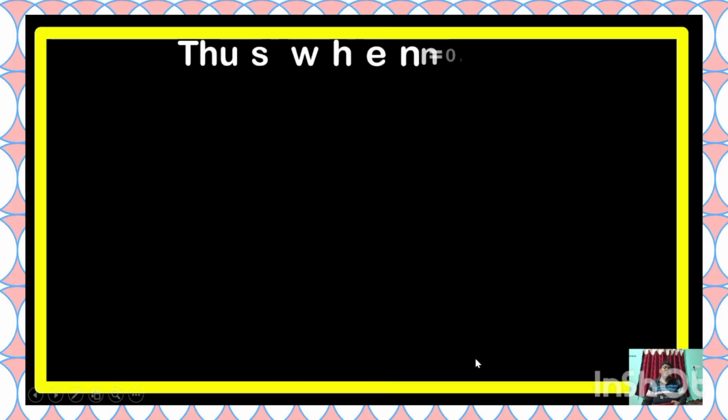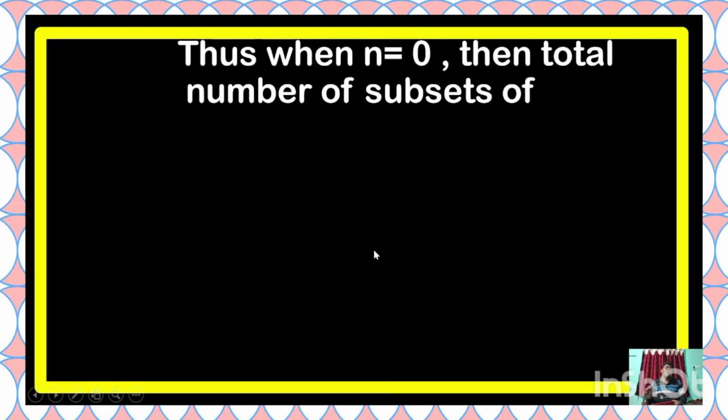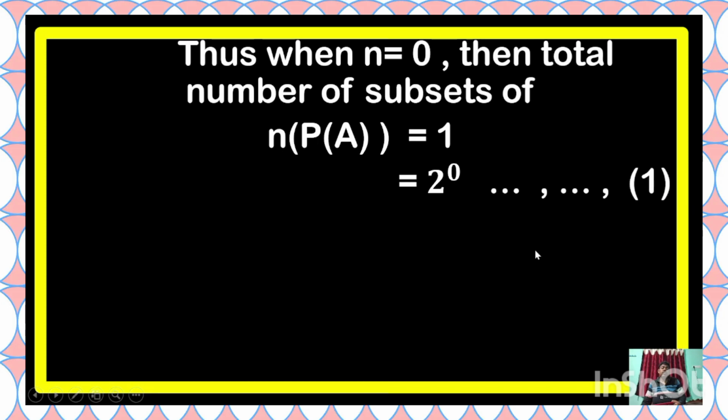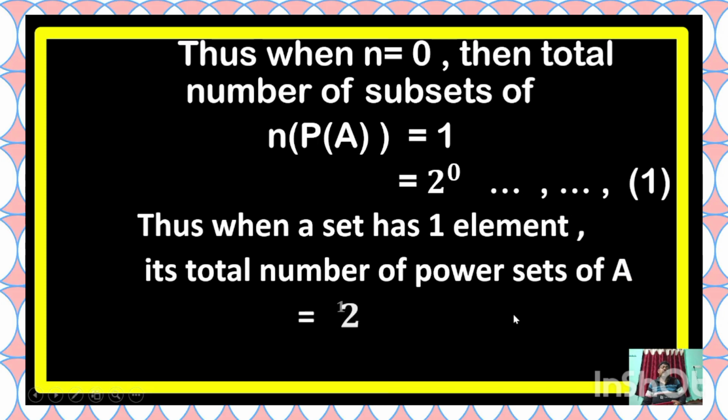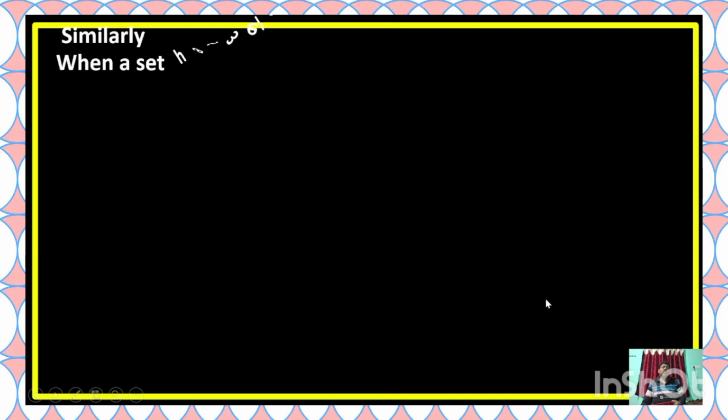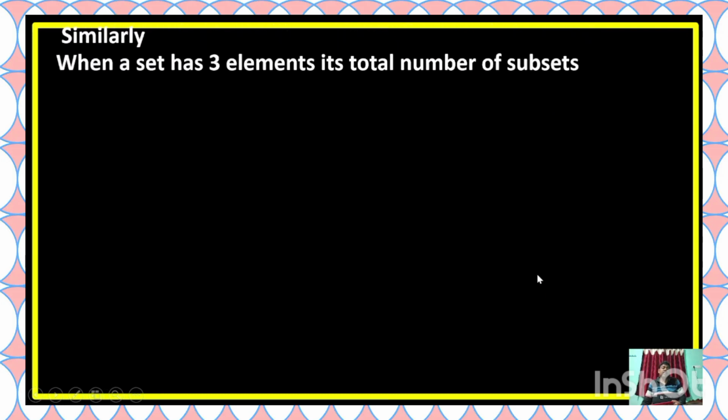Okay, similarly, it is clear that when n is equal to 0, the total number of subsets is what? 1, yes or no? Which is 2 to the power 0, right? Thus, when the set has one element, its total number of subsets is 2 to the power 1, right? Similarly, when a set has 3 elements, can we say the total number of subsets, or we can write the cardinality of the power set of A, is 2 to the power 3. Look at here. How many elements? 3 elements. Here the power of 2 is 3. Understand? So the cardinality of the power set is 2 to the power 3.